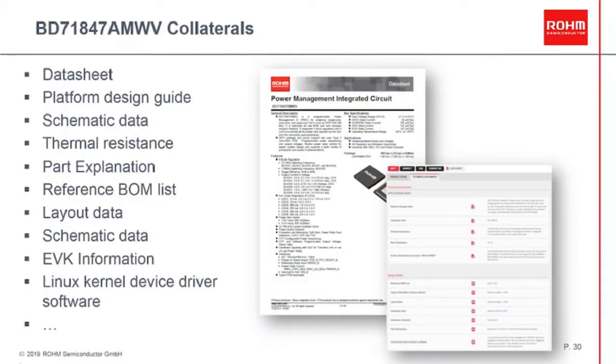Technical documents include the actual list of collateral available for free download. Datasheet, platform design guide, schematic, thermal resistance, part explanation, bill of material list, layout schematic, schematic data, evaluation kit information, Linux driver software, as well as further information on existing system on module boards are available.